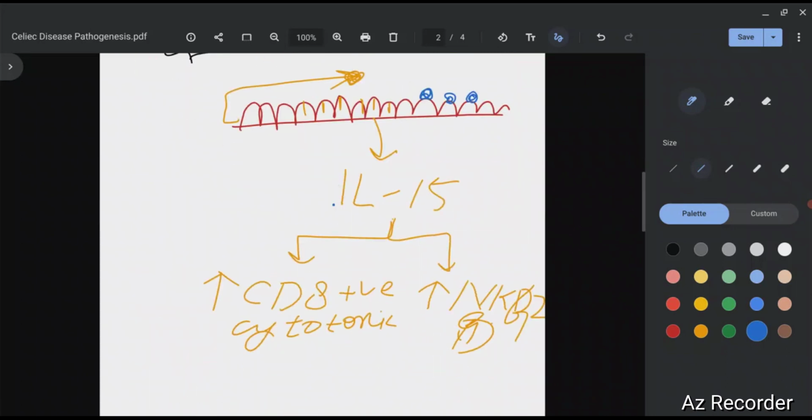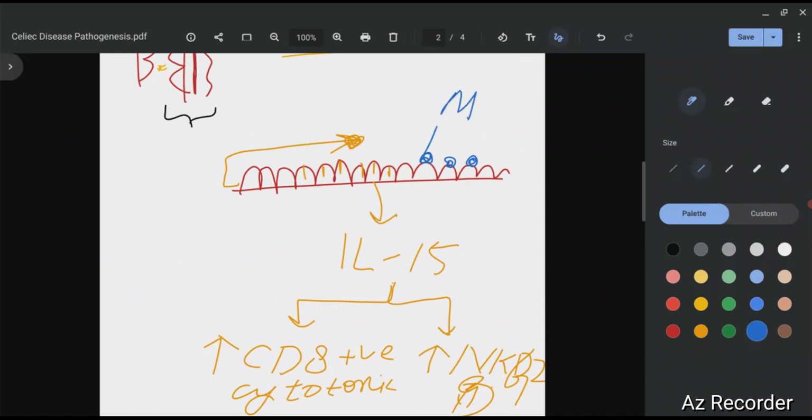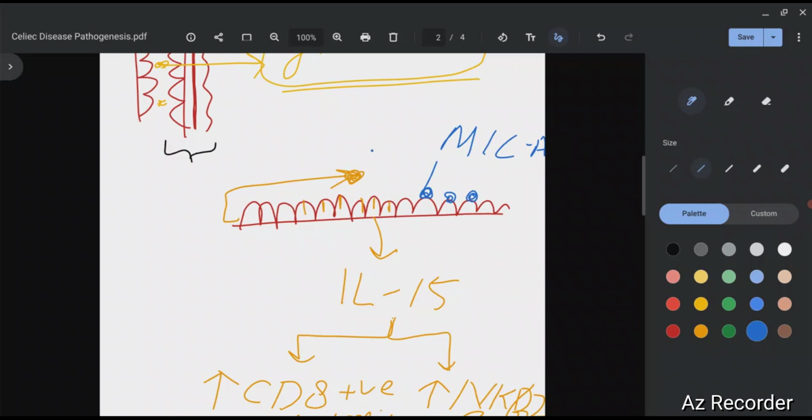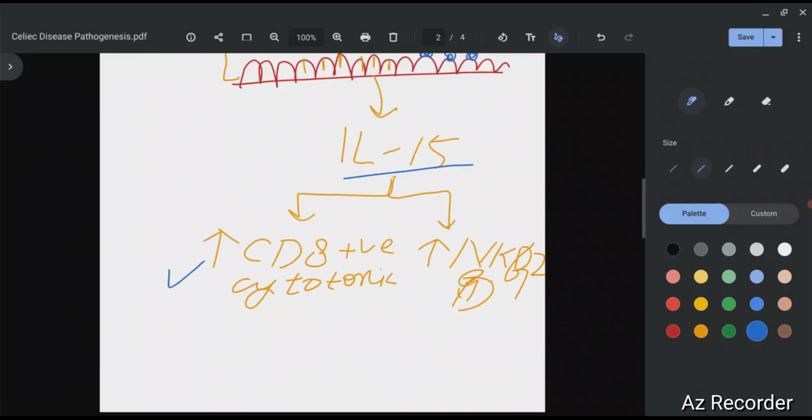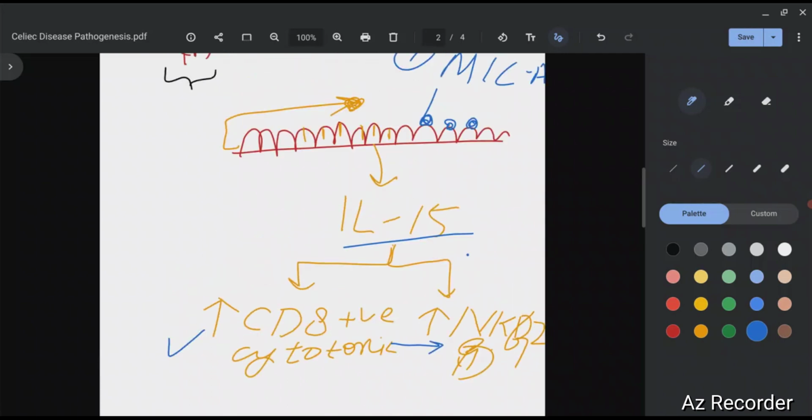So this gliadin, by applying stress, does two things. The enterocytes start expressing MICA on their surface, and the enterocytes secrete interleukin 15, which will increase the CD8 positive T cells, and these CD8 positive T cells will express NKG2D. Now, what happens? These cytotoxic T cells, which have NKG2D, bind to your MICA.